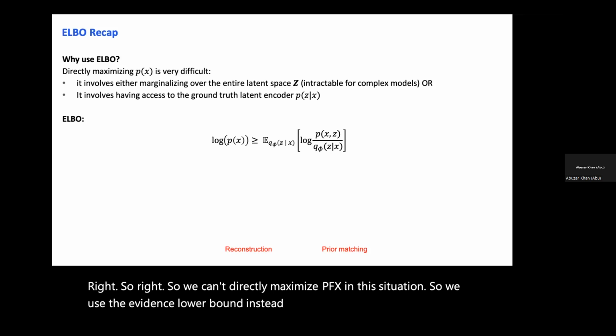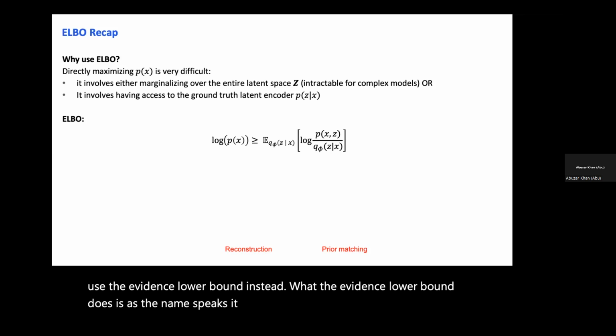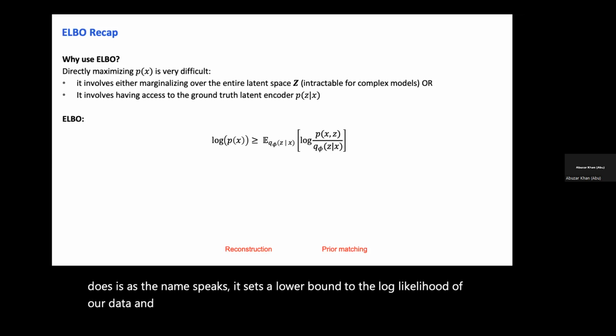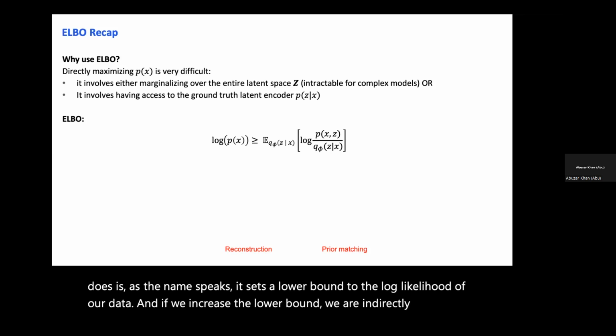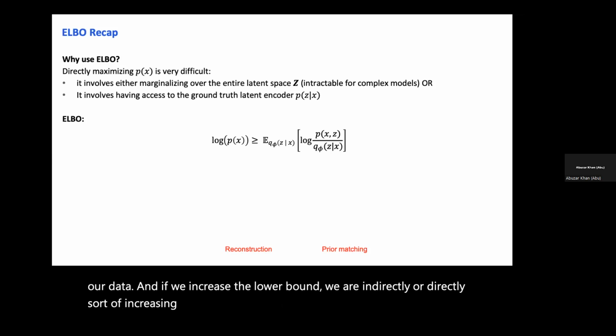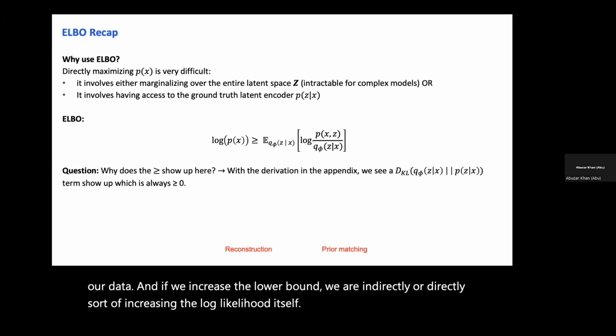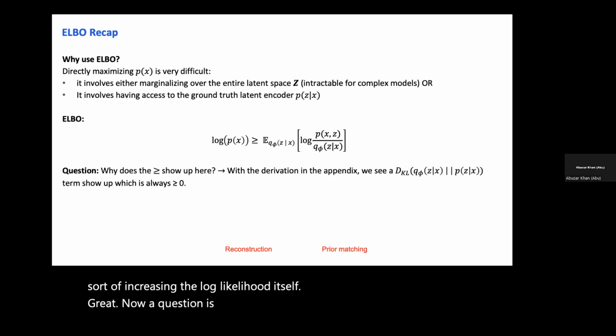What the evidence lower bound does, as the name says, is set a lower bound on the log likelihood of our data. And if we increase the lower bound, we are indirectly increasing the log likelihood itself. Now, a question is, why does the greater than or equal sign show up here?